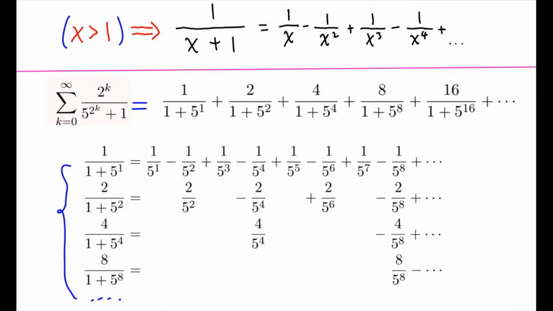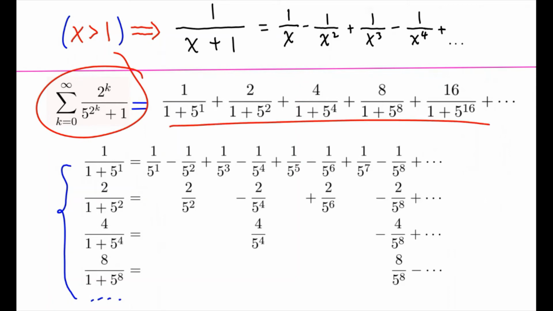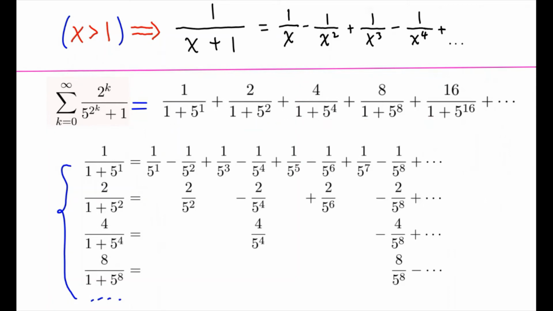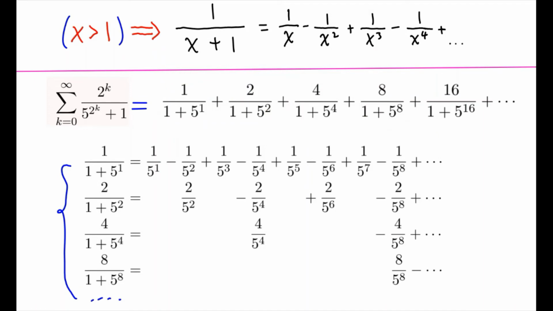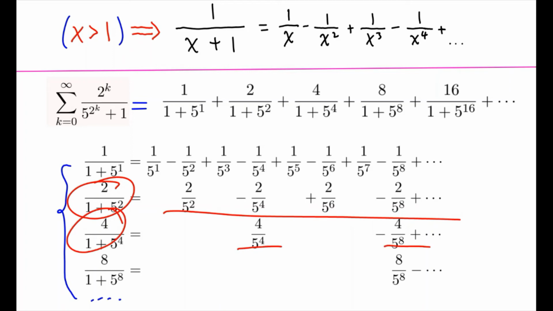We have this function over here, and we had to solve for the value of this over here. So let's just use what we just learned and break this up into separate parts. So first of all, 1 divided by 1 plus 5 to the first power is going to be equal to 1 divided by 5 to the first power minus 1 divided by 5 to the second power, and so on. You get the point. Now, this over here is going to be equal to this over here. This is going to be equal to this. And this is going to be equal to this.